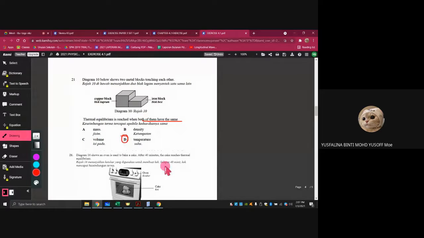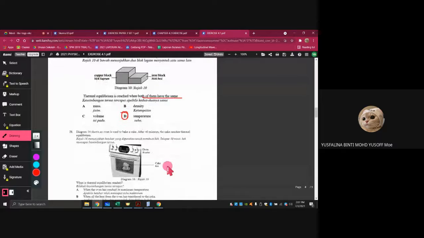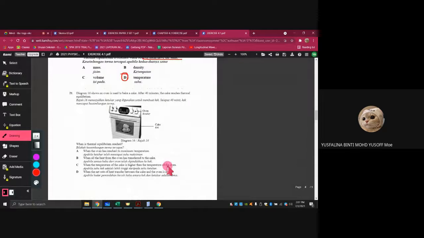Okay, so number 21 is D. Okay, for the next one, diagram 16 shows an oven is used to bake a cake. So after 40 minutes, the cake reached thermal equilibrium. So when is the thermal equilibrium reached? Okay, so this one should be when the oven has reached, when all the heat has transferred, when the thermometer of the cake is higher.